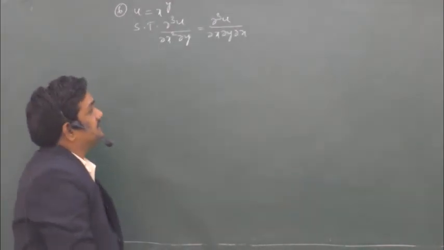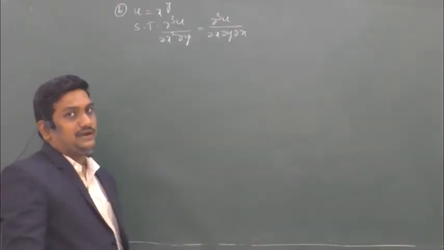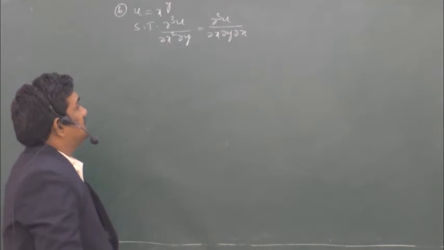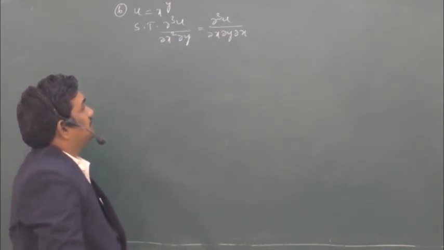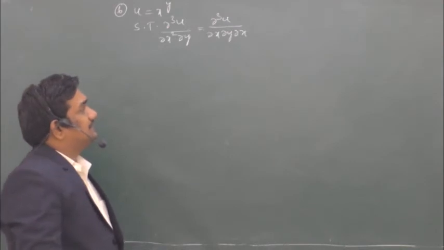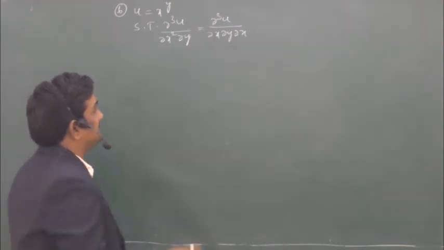Now let us consider u equals x power y, we need to show that dou cube u by dou x square dou y is equal to dou cube u by dou x dou y dou x. Now let us start with LHS.